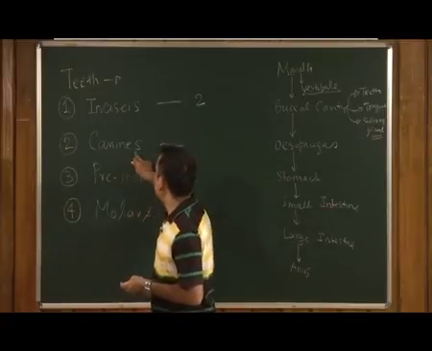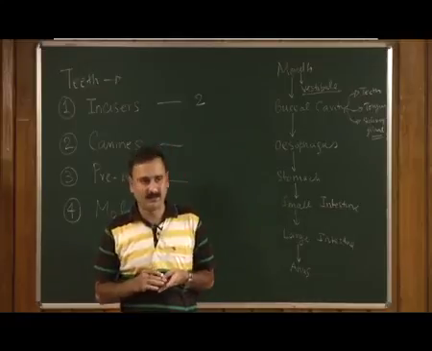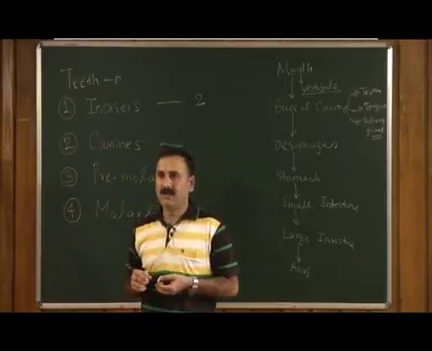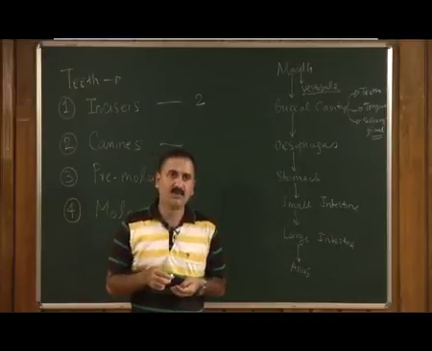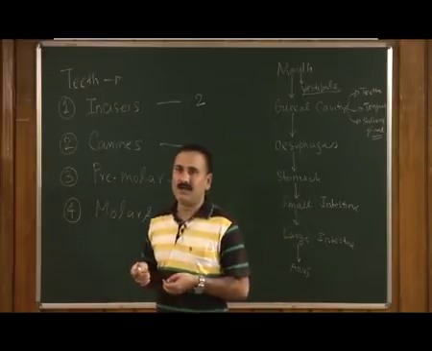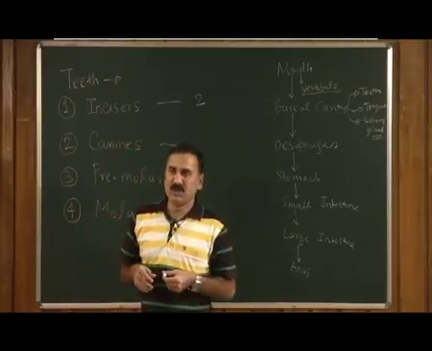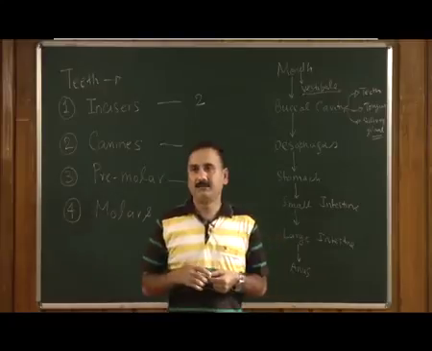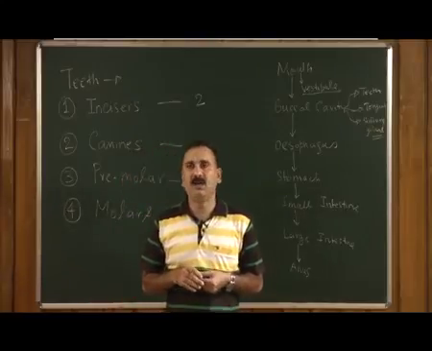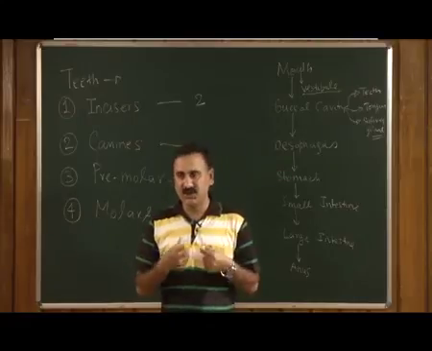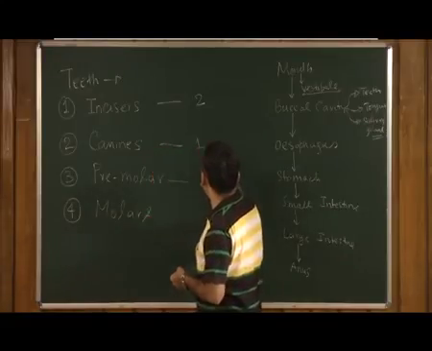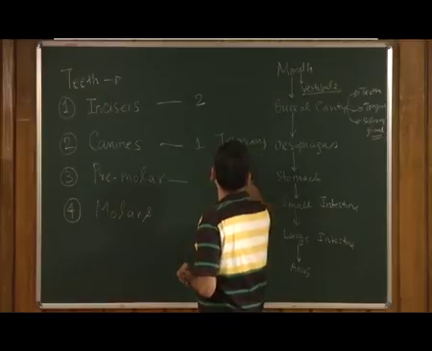Then we have canines. Canines are pointed teeth, and they have the longest root, and canines are very specific for tearing the meat or tearing the flesh. So, these are also called tearing teeth, and they are mostly present in carnivores, to help them tear the flesh into smaller pieces, and then those smaller pieces can be used.